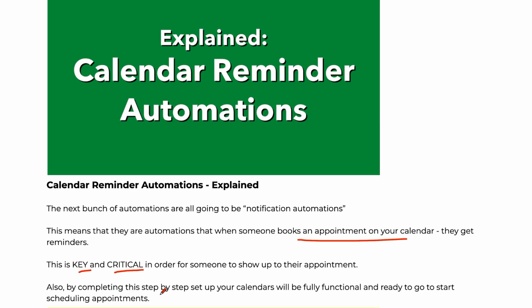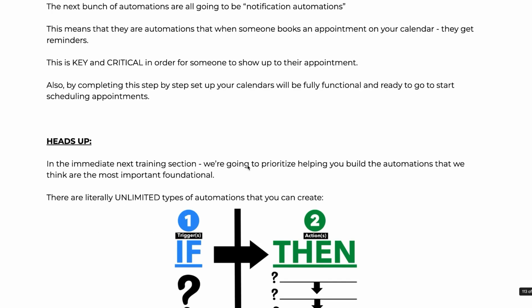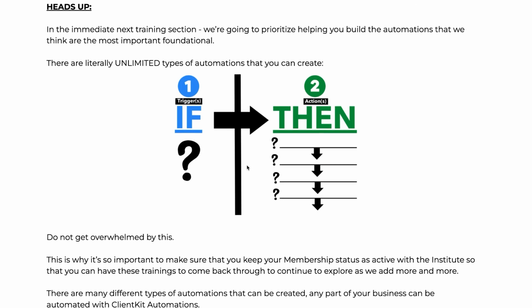And then also by completing this step, you also have a fully functioning calendar ready to start scheduling appointments as well. Now, just a quick heads up, what we are going to primarily focus on in the next couple training sections are really the foundational primary automations for calendar reminders that you are going to need. We're not going to build out 100,000 of these different types, okay? Because there's literally unlimited types of automations. We're going to primarily focus on, hey, what are the ones that you're going to need immediately? So you don't want to get overwhelmed by this.